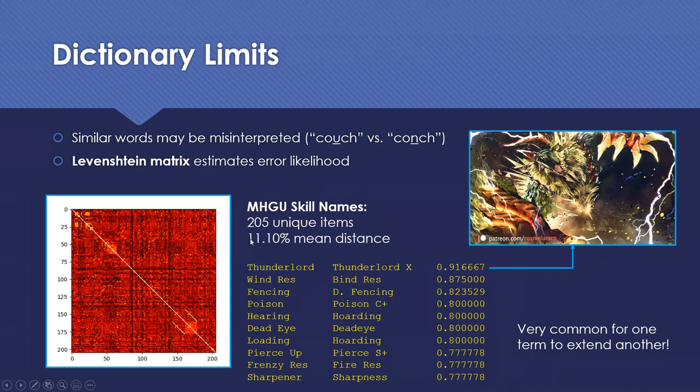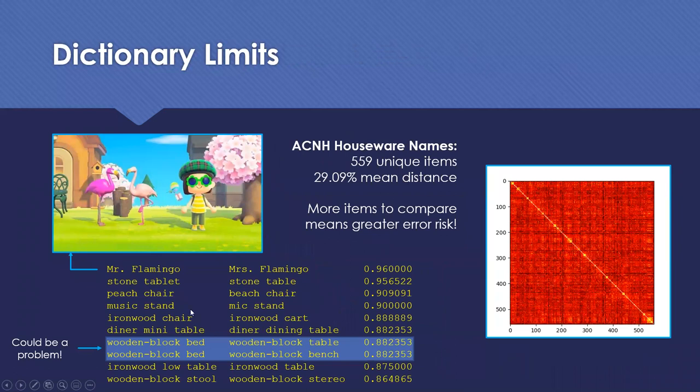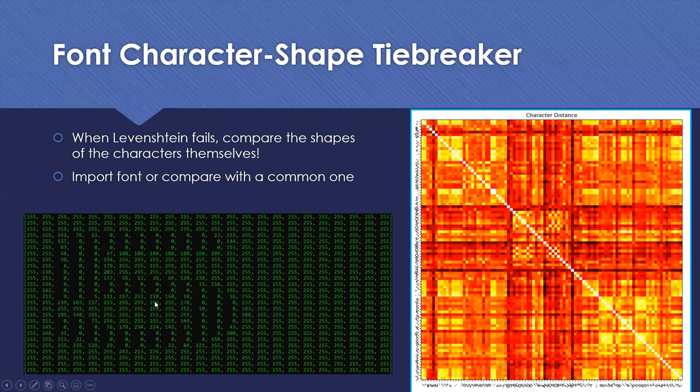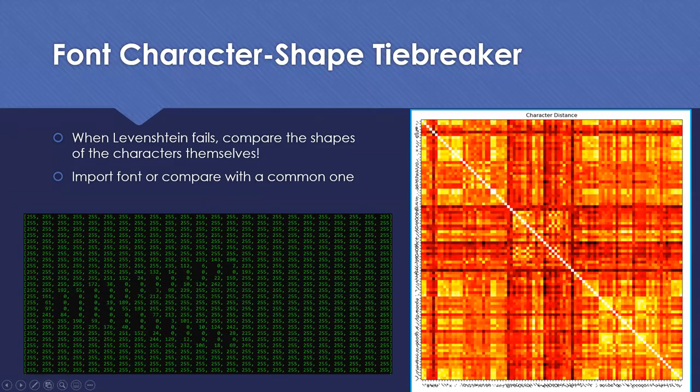We can see that if we have a lower mean distance, it's less likely that something will be confused for something else. And we can see that it's more likely to have a higher distance when we have a much larger dictionary set, especially when a lot of items reuse the same words. We also have a character shape tiebreaker where if we look at the image or the font individually by character, we can compare the distances between those and go for the next best thing, especially if there is an unusual character involved, such as symbols.